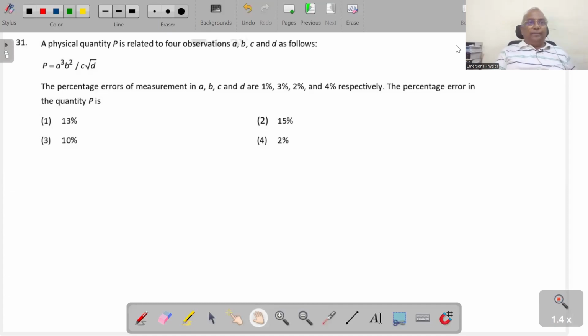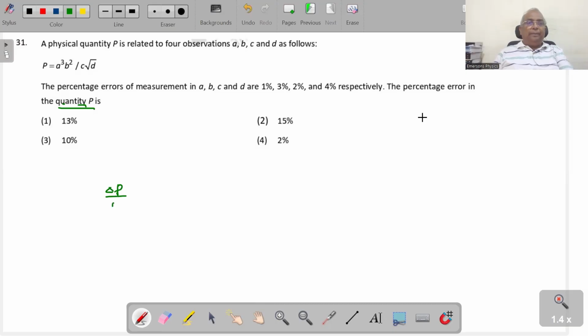A physical quantity P is related to 4 observations A, B, C, D as follows: P equals A cube B squared by C into root D. The percentage errors in measurement of A, B, C and D are 1, 3, 2 and 4. We have to find the percentage error in the quantity P. For this formula we can write the answer directly.